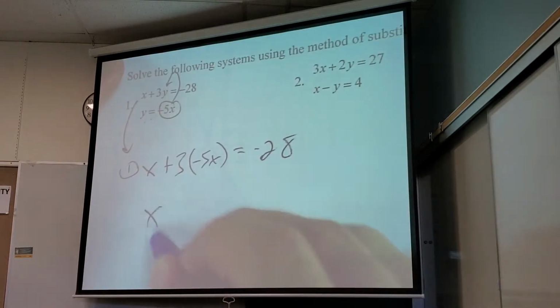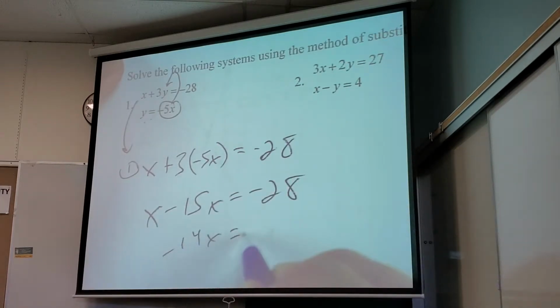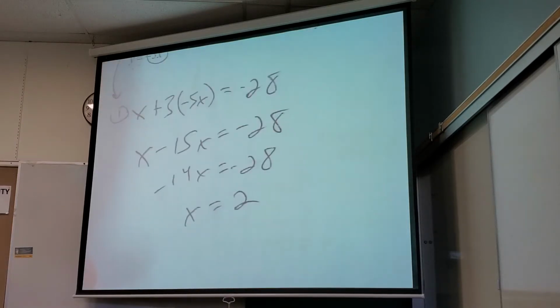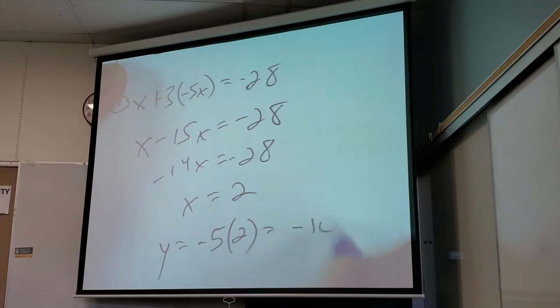So then I get x minus 15x is -28. I get -14x is -28. I get x is 2. We need to divide. I like it. And then what's y? -5 times 2. -10.